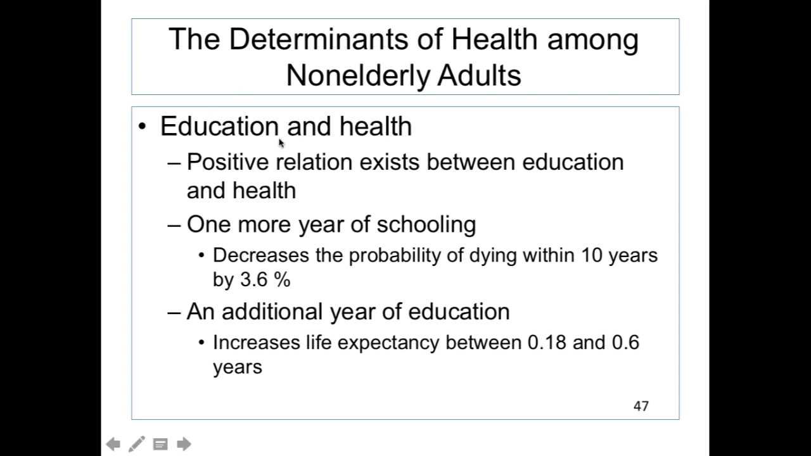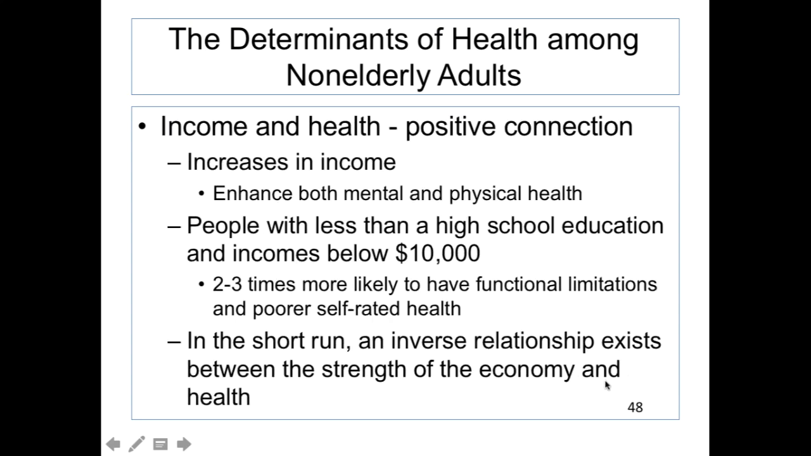Then we look at education and health. We know there is a positive relationship between education and health. If we want to look at the degree, one more year of schooling decreases the probability of dying within 10 years by 3.6%. This is huge. And an additional year of education increases life expectancy between 0.18 and 0.6 years.